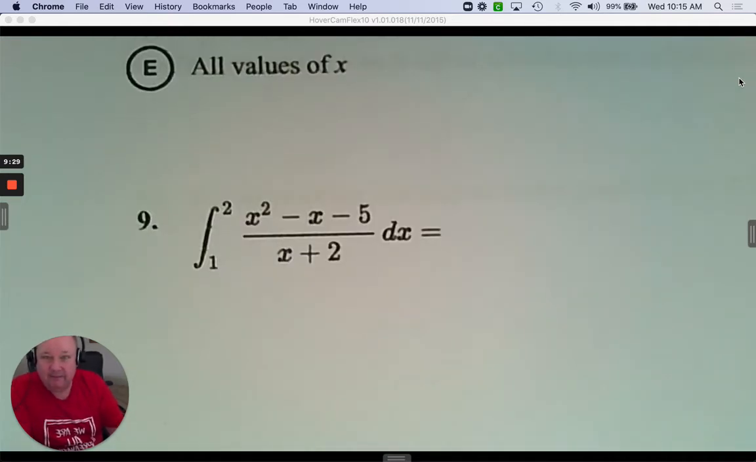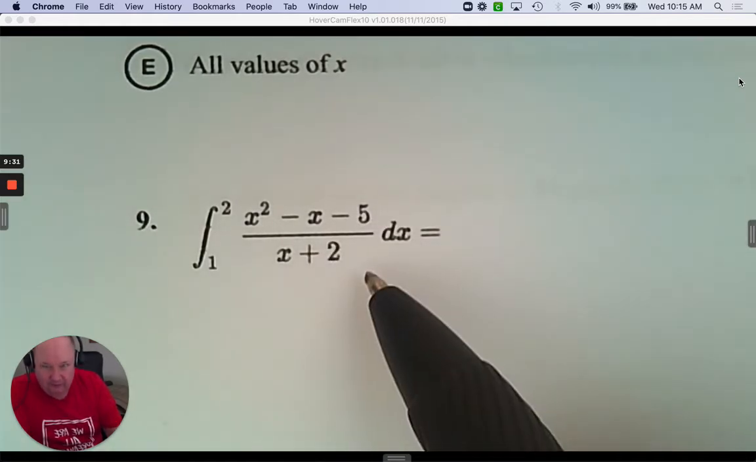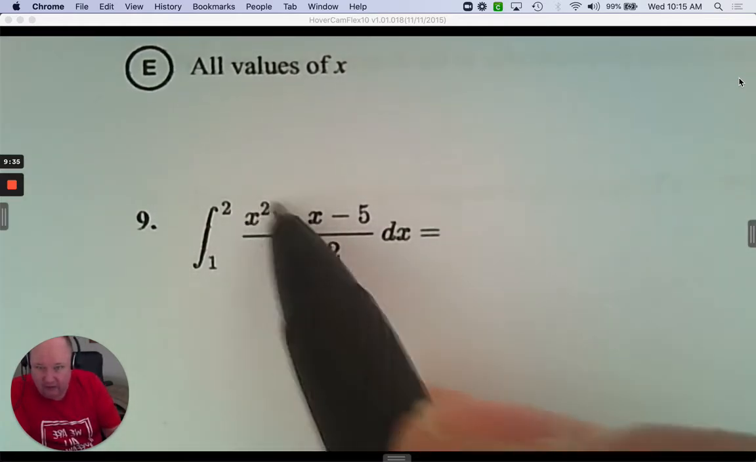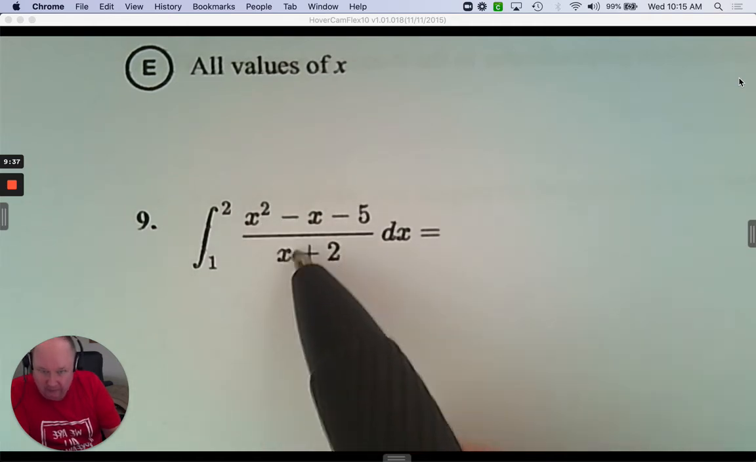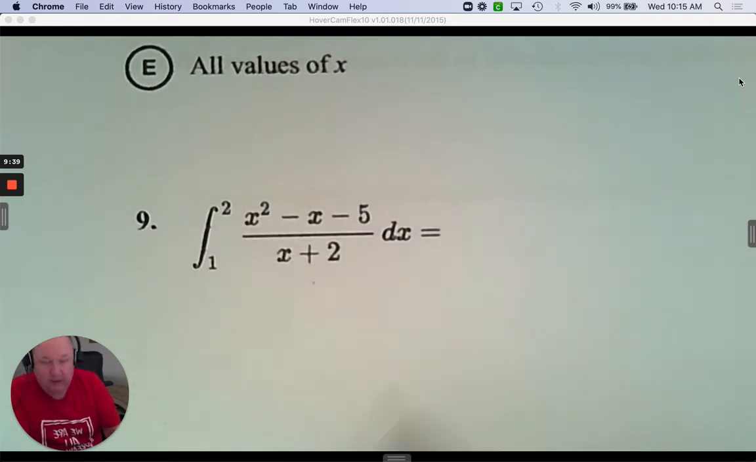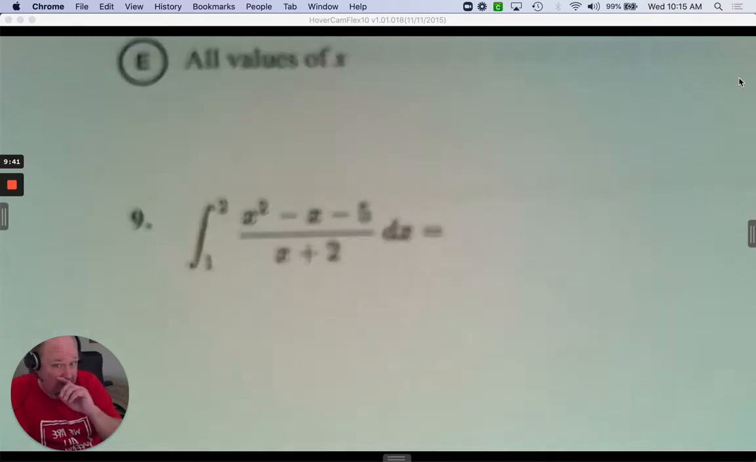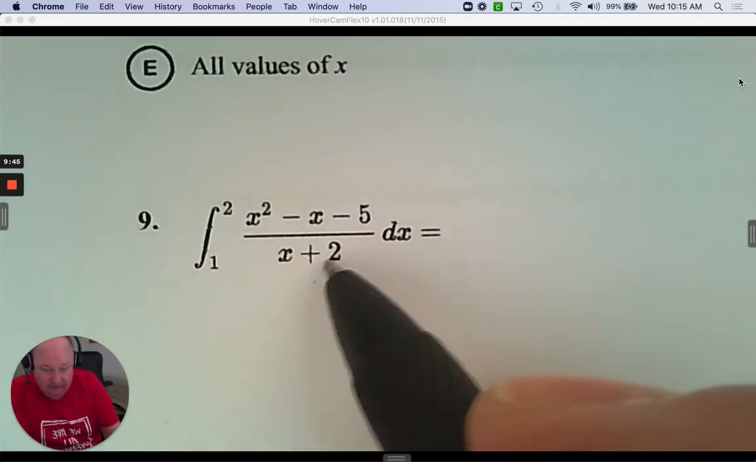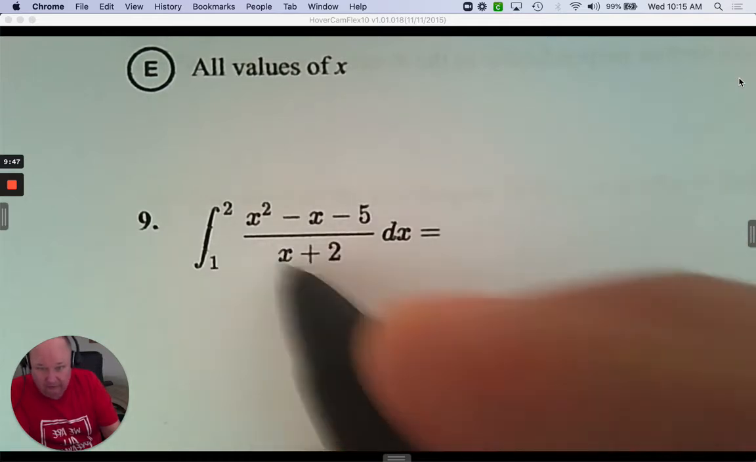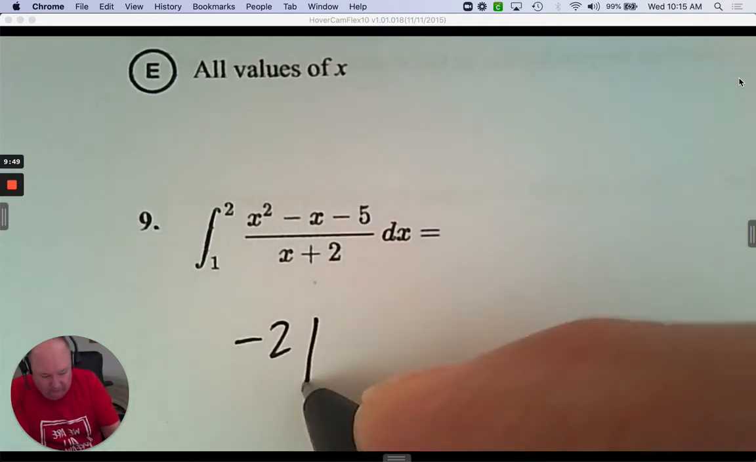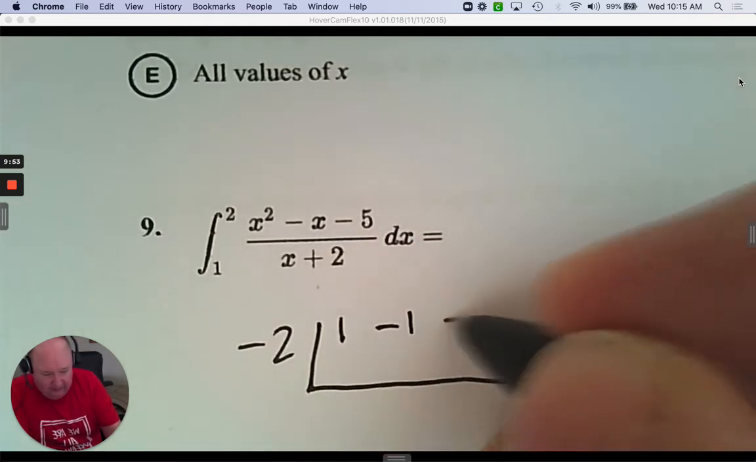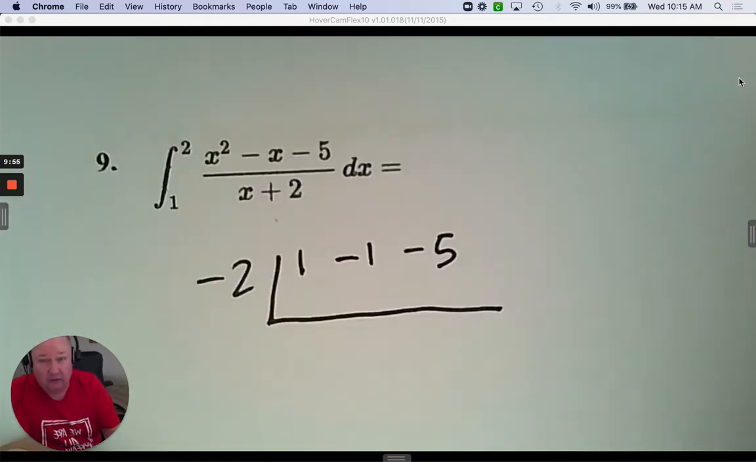Number 9, can you integrate this? Again, what do I notice when integrating this? That the degree on top is bigger than the degree on the bottom. So we can do long division, or we can do synthetic division to divide it. Notice the denominator is linear. So the zero of the denominator is -2. And the numerator is 1, -1, -5. You could also do long division.